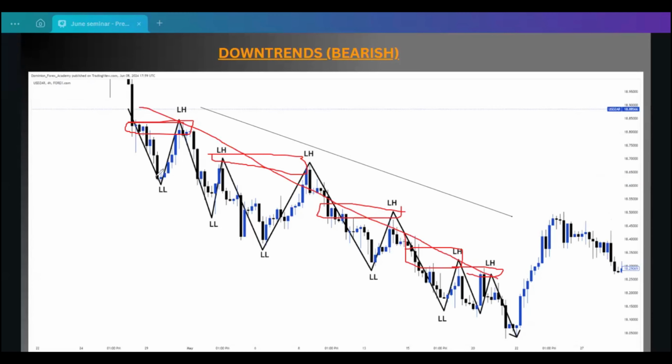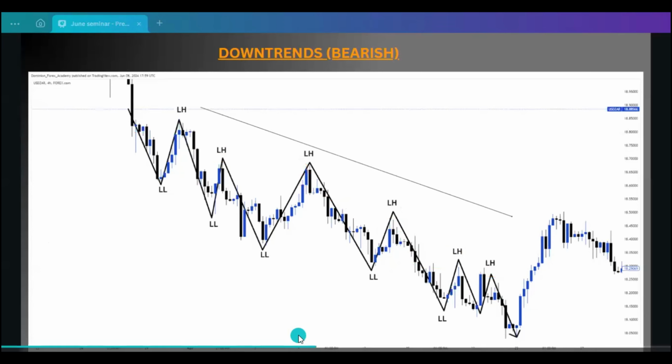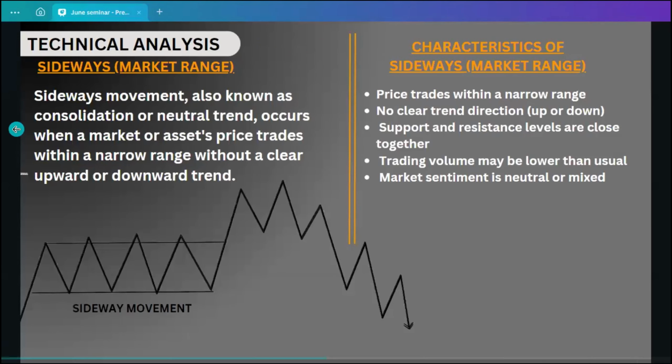So this is what a downtrending movement looks like. Can we move further? I believe you guys grasp the concept of it, the characteristics of trading. So now, moving all the way to sideways markets.